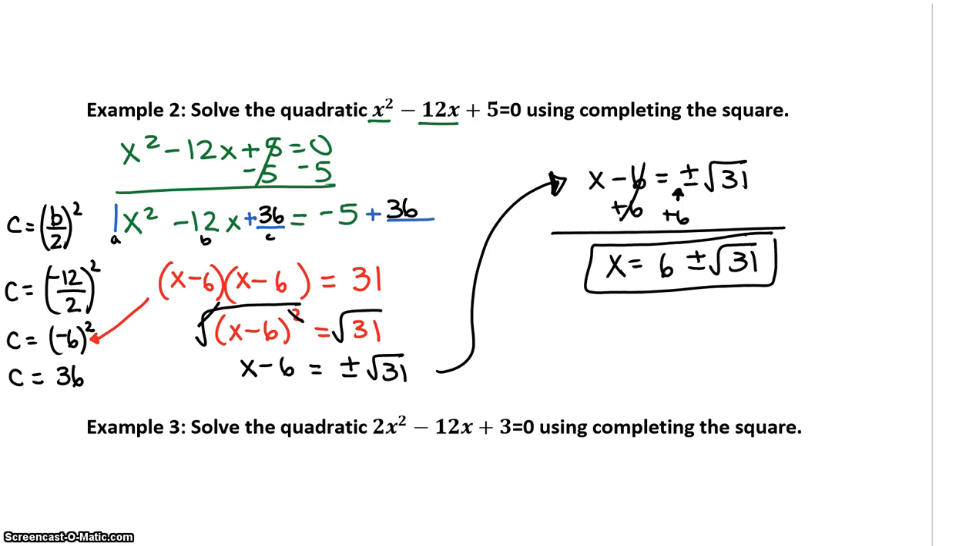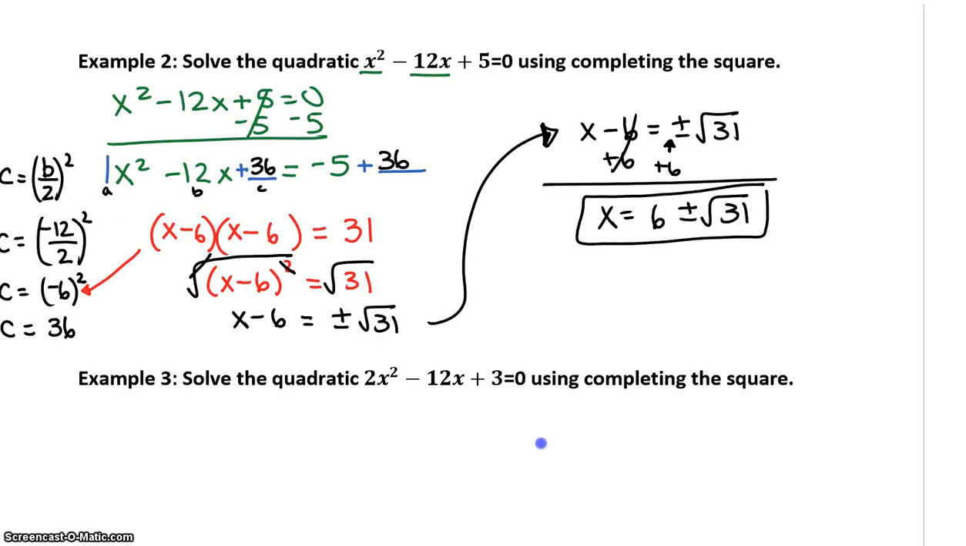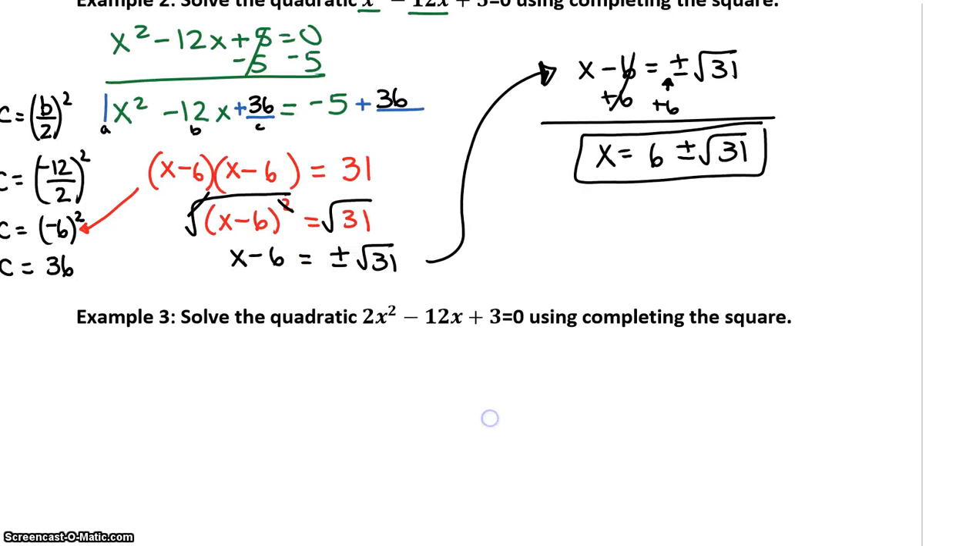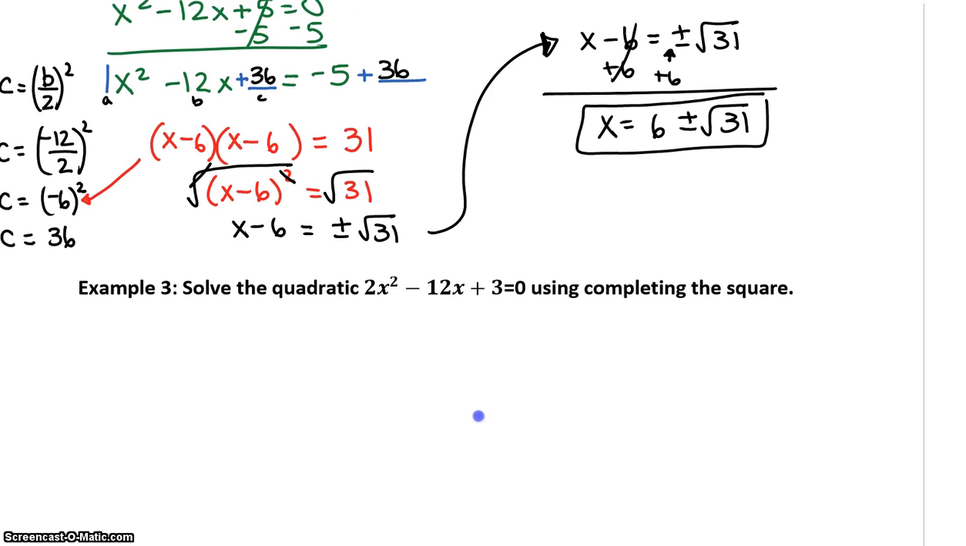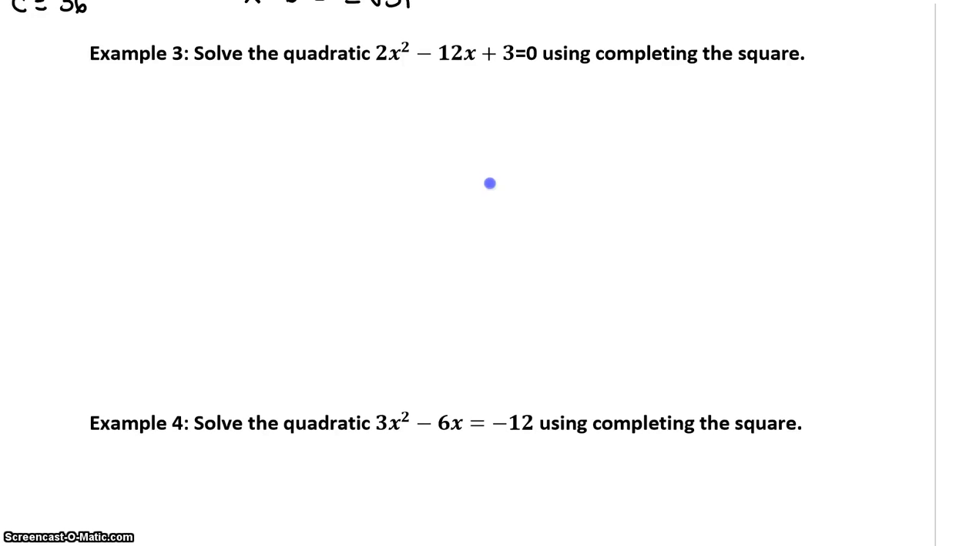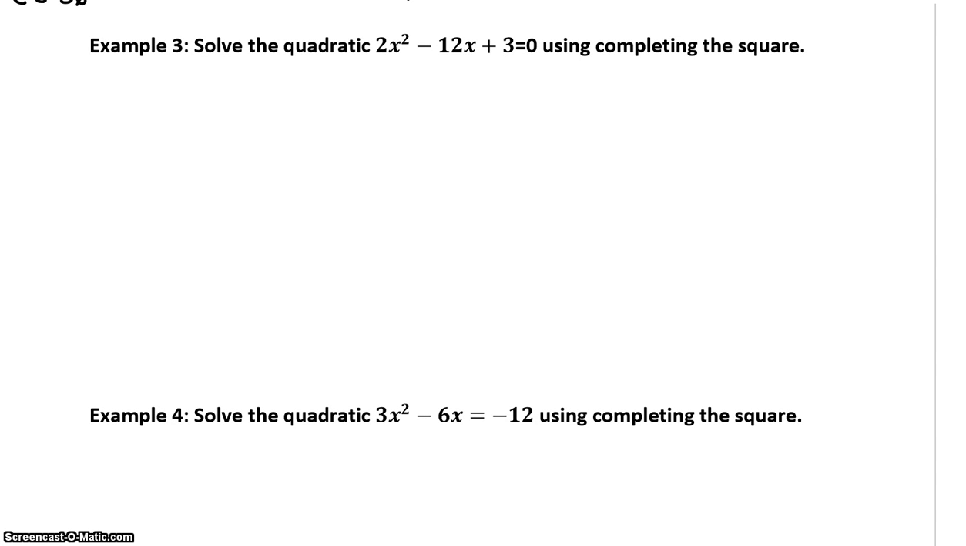All right, well done. Now, there's a different type of worry that we might have as we're doing these completing the squares, and I'm going to show you that in example number 3. Nothing to worry about. It's a very small adjustment. All right, look at example number 3.